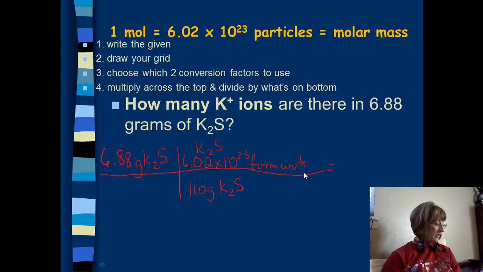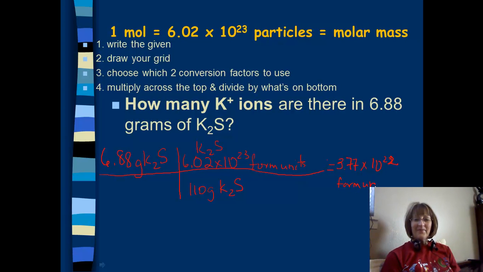Let's see. I'm going to erase that and pop it in again, just to be on the safe side. 6.88 times 6.02 divided by 110, and I've got 3.77 times 10 to the 22. Here it is. 3.77 times 10 to the 22 formula units of K2S. Is that what they asked us for in the problem? No. They asked just for the potassium ions.